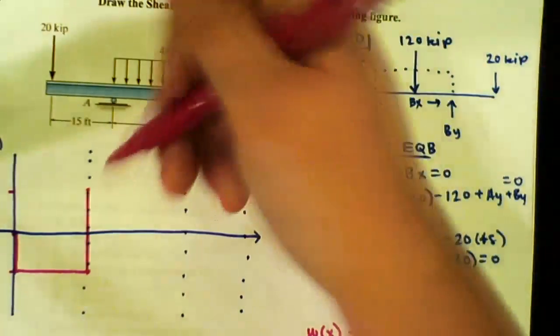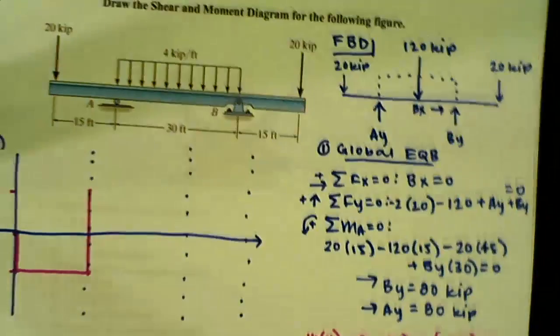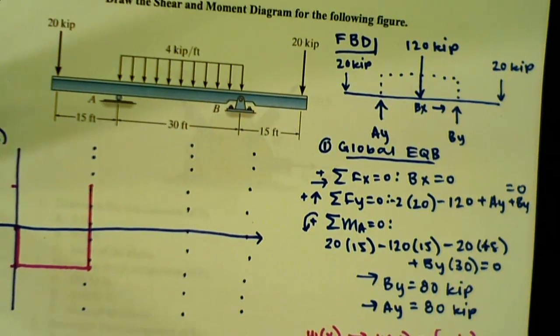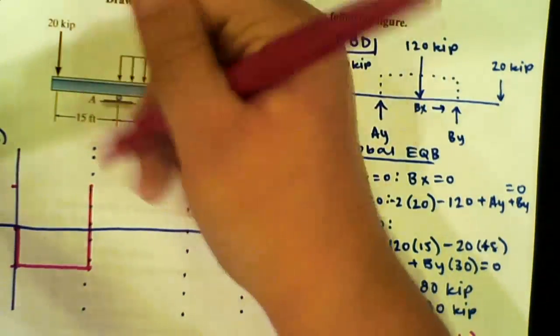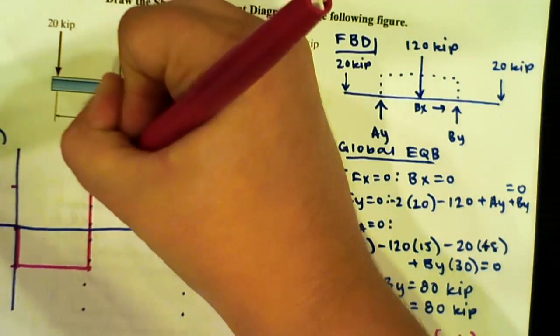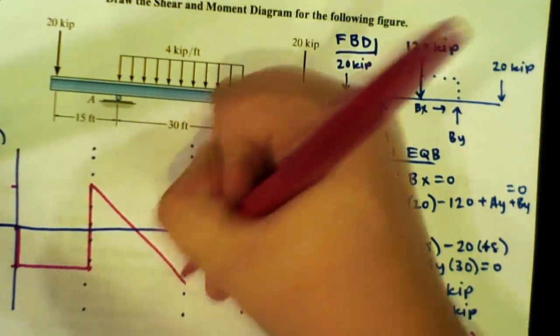So you're saying that because at A it was an 80 kip reaction and it was at negative 20 previously, that brings it up? Yes, it brings it up to 60. So negative 4x, it goes down from 60.